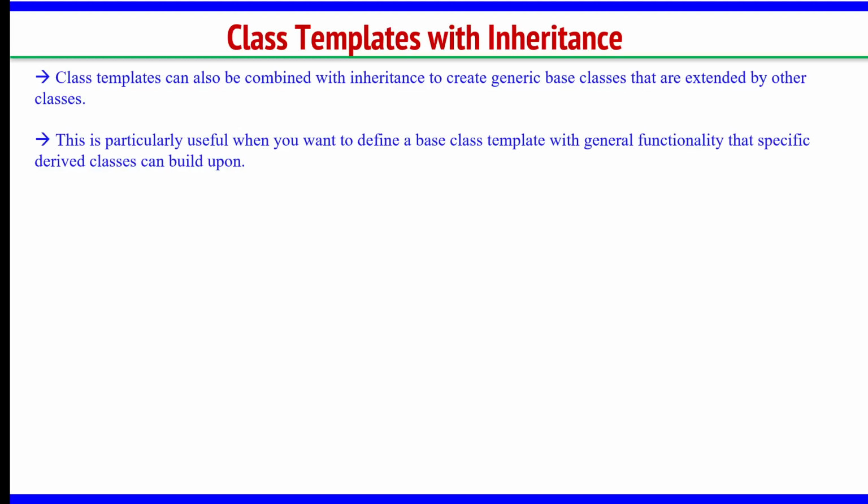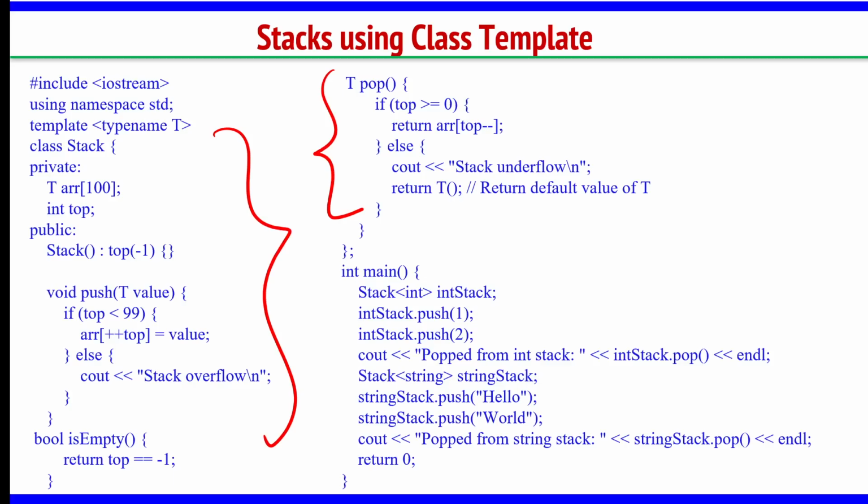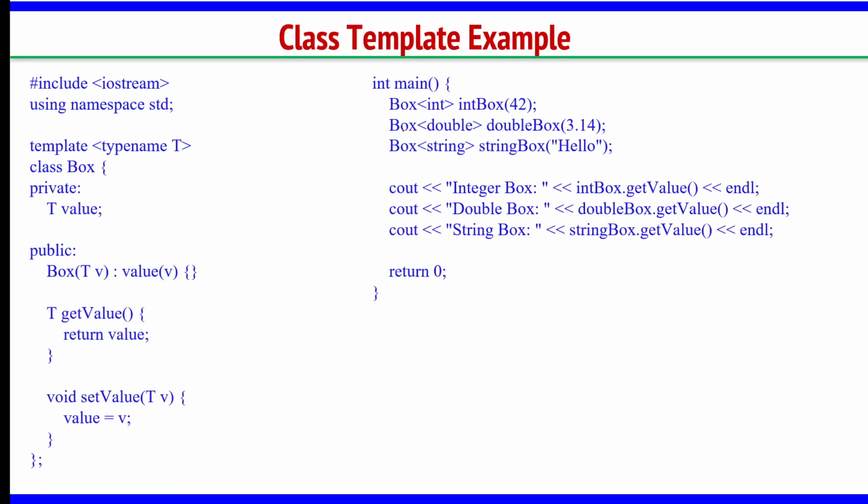I am having a generic class. Let us go to this example. See here, this we have already seen: class Box, private T value, then I have getValue, setValue. I am using it for 3 different data types here. So, this is a generic class.